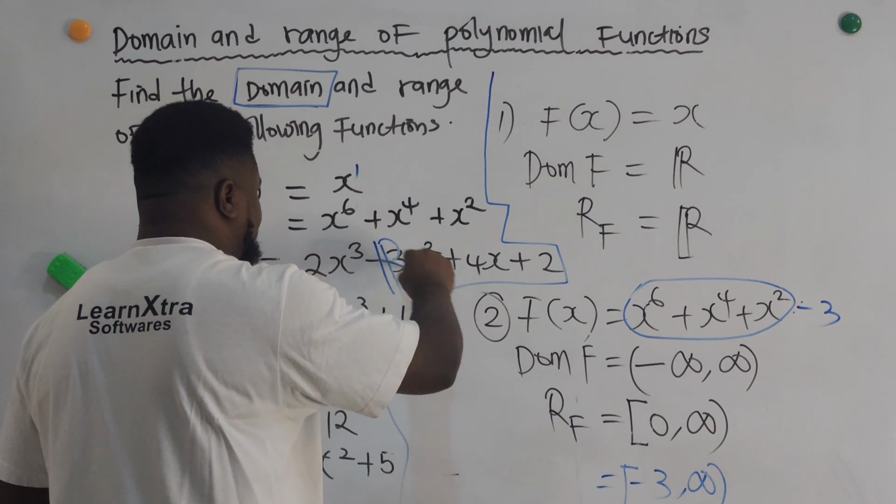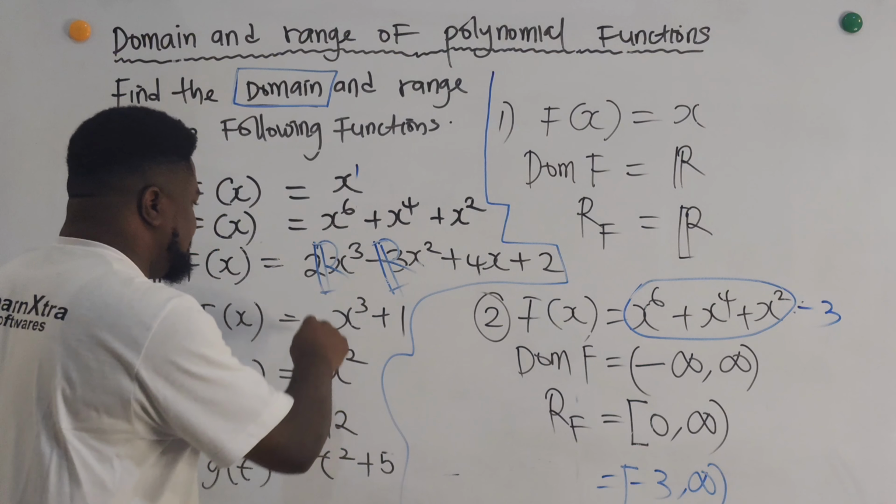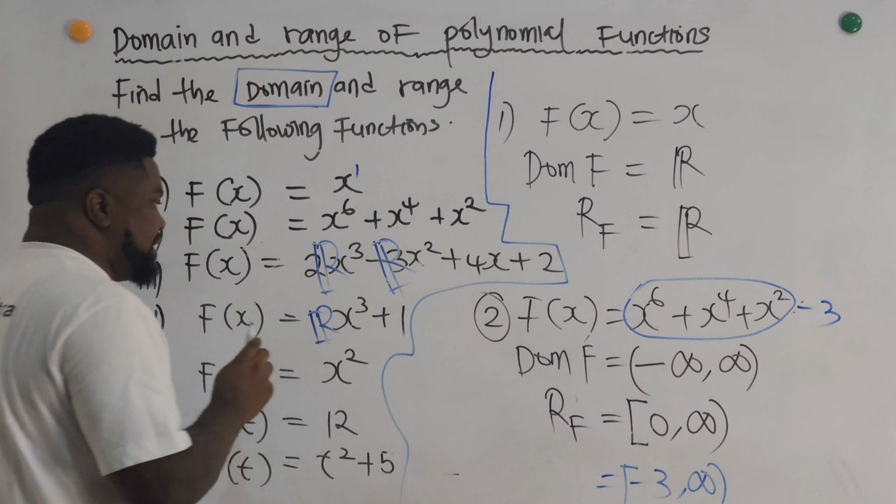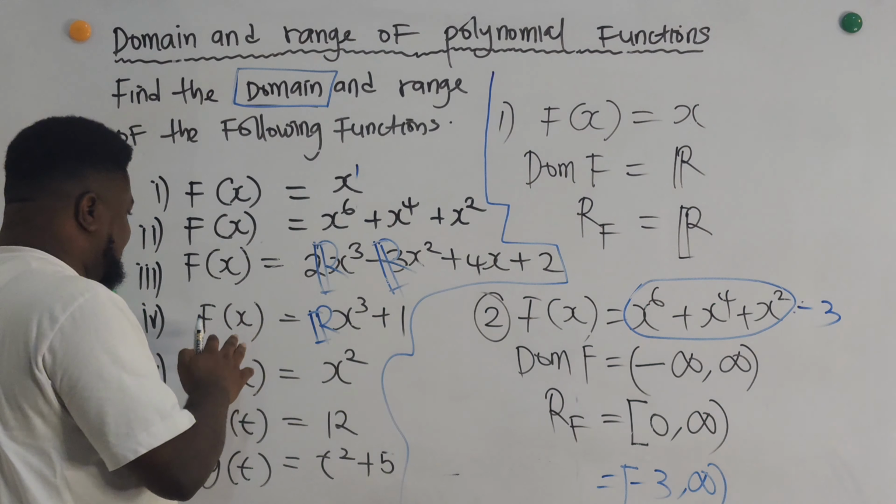So question 4, what happens? Question 4, I am also seeing an odd power. And I am saying that whenever your polynomial function contains an odd power, we are safe to say that our domain is known already as all real numbers. So we are saying that whenever the function has an odd power, we are safe to say that the range is also all real numbers.